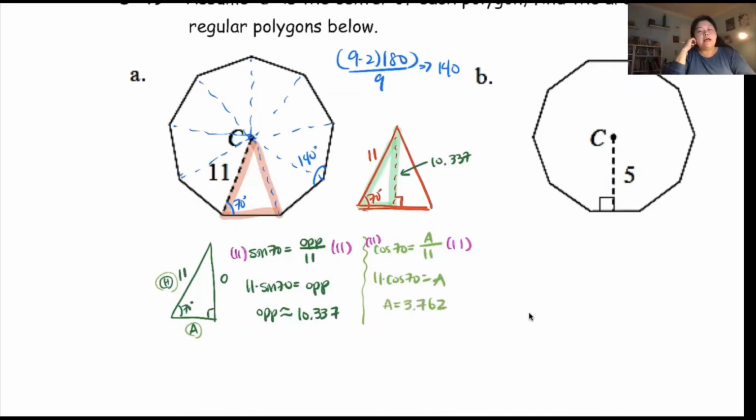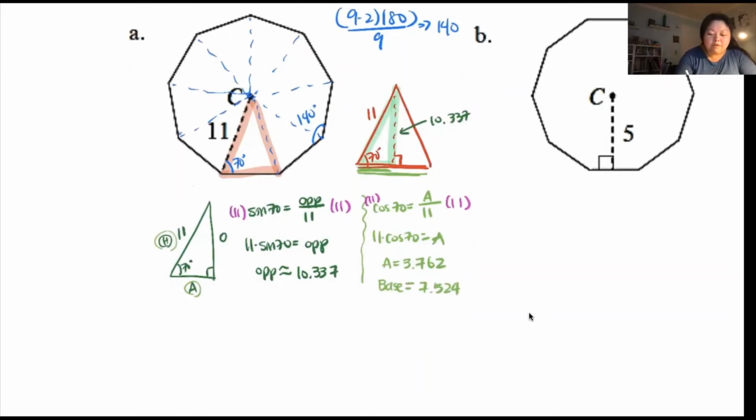Okay, now this is great, but not complete. 3.762 is just half of my triangle. So you want to double that to get the full base. So my base here is really 7.524. Okay, now I have enough information here.